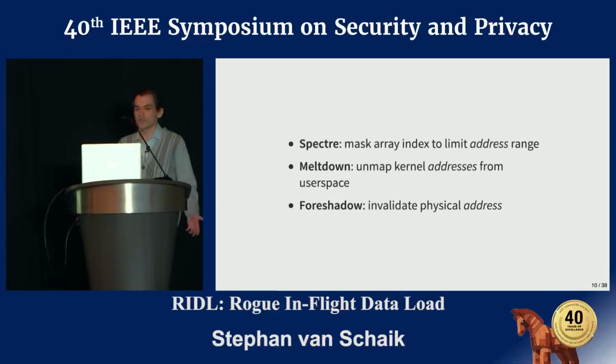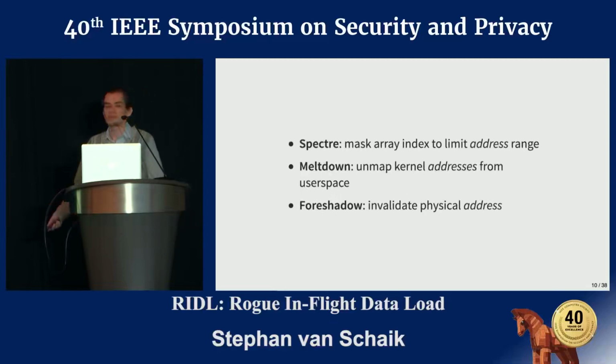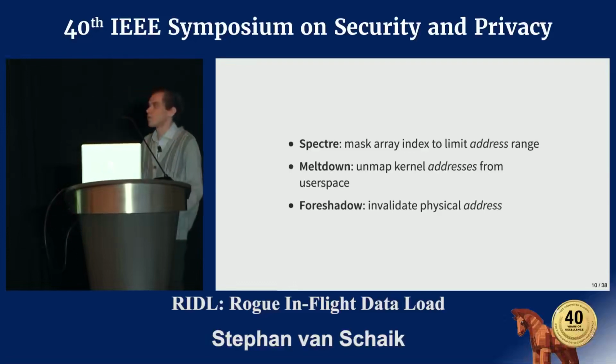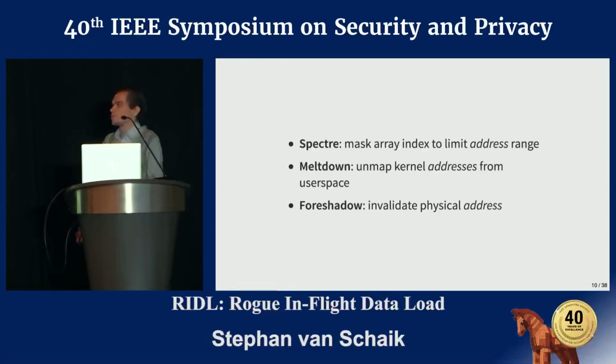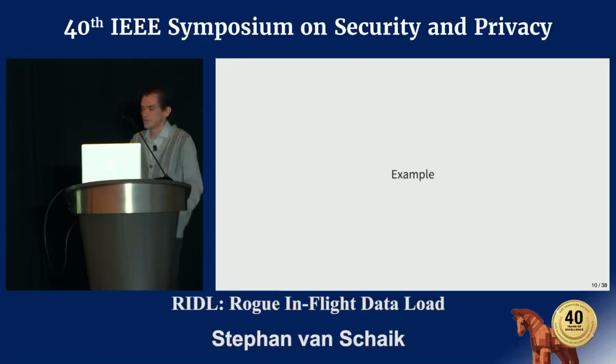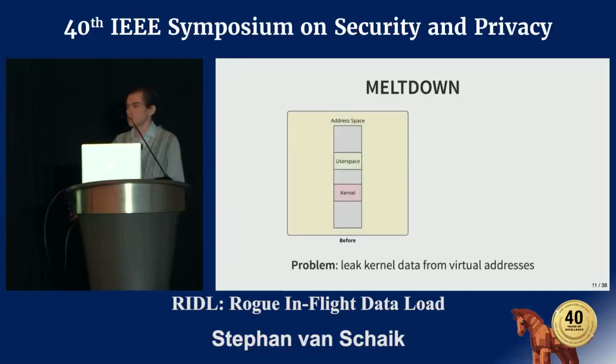So what are the mitigations? With Spectre, one of the mitigations is to mask the array index to limit the address range you can access. With Meltdown, we unmap kernel addresses from user space, and with Foreshadow, we simply invalidate the physical address in case we are unmapping a page, for instance. So an example of this is with Meltdown.